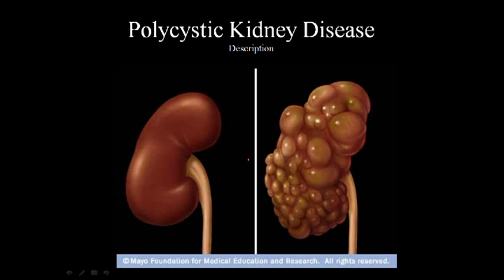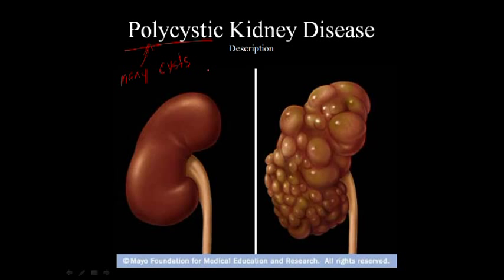Okay, so we've talked about cysts and one solitary cyst, but what happens when you have more than one? As the name implies, poly means many, and so many cysts on the kidney. And notice that this is a disease that causes there to be more than one cyst.